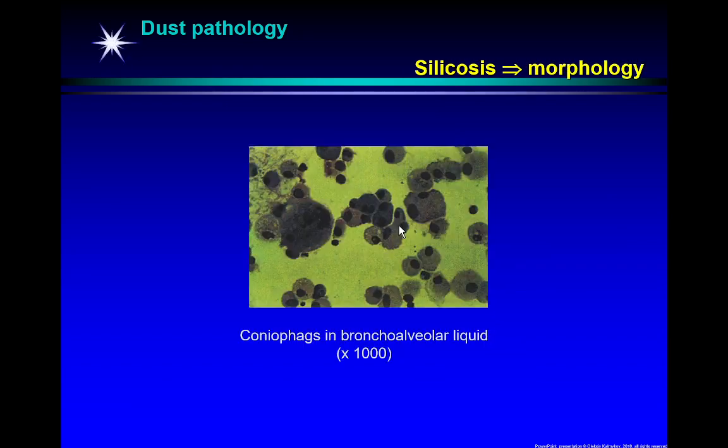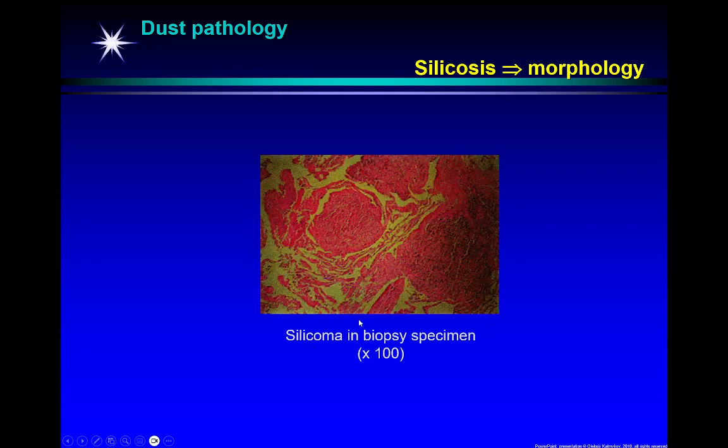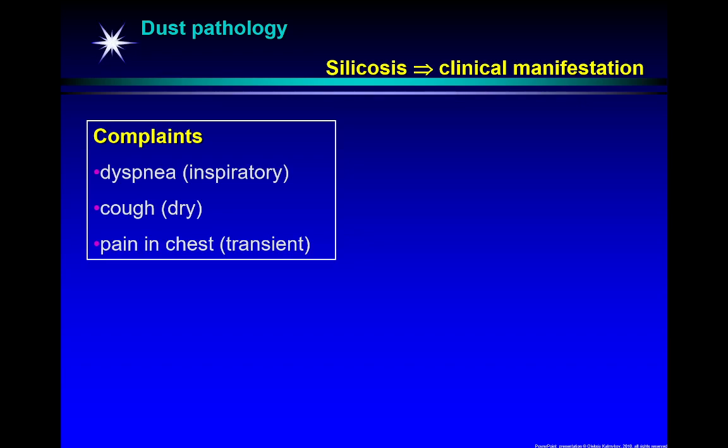And on this slide, you may see the specimen with so-called corneophages that are macrophages with swallowed dust particles inside them, got from bronchoalveolar fluid. Its magnification is 1,000 times. One more specimen with silicoma taken by biopsy from the lungs with magnification by 100 times.